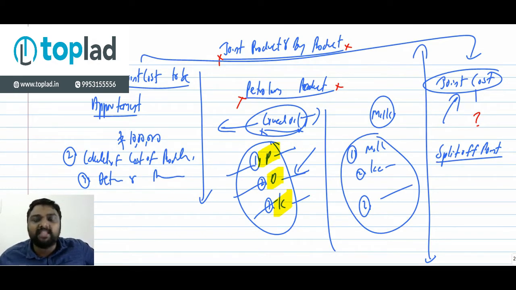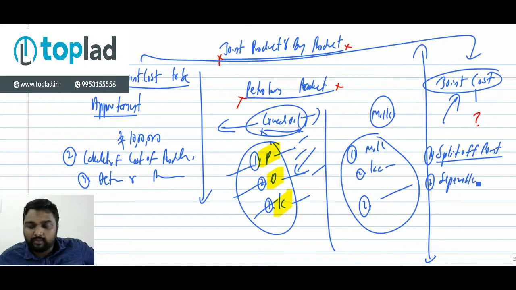After this stage, each product gets its individual identity, so we can identify for what purpose the cost has been used. This joint cost we can't identify, because it is common for all. The cost which can be identified we call separable cost or further process cost. Otherwise, we can call joint cost non-separable cost.